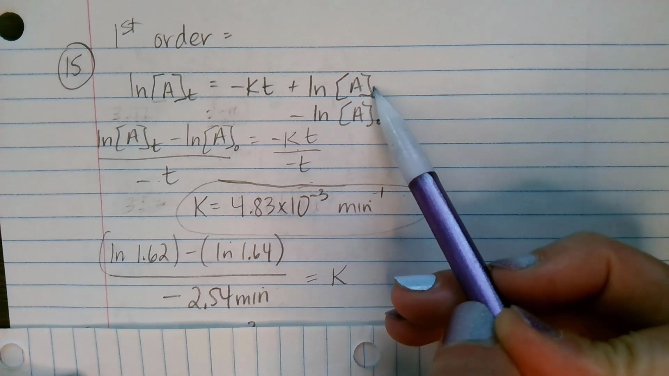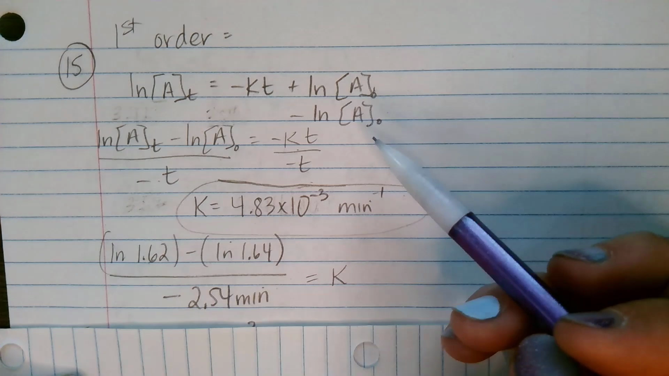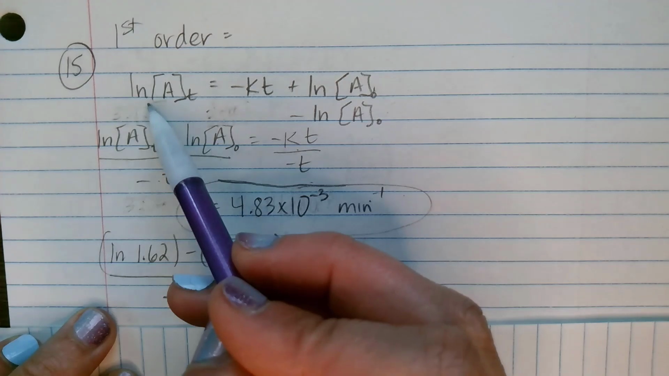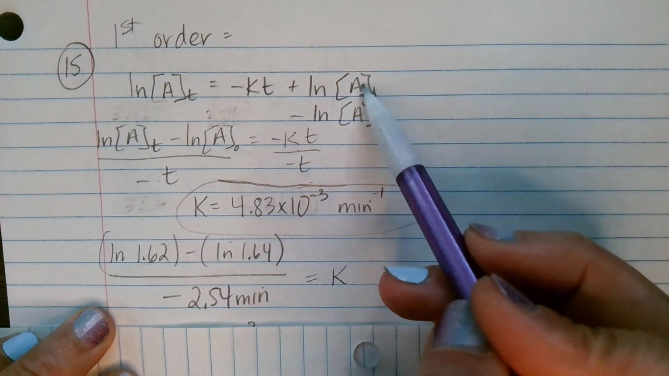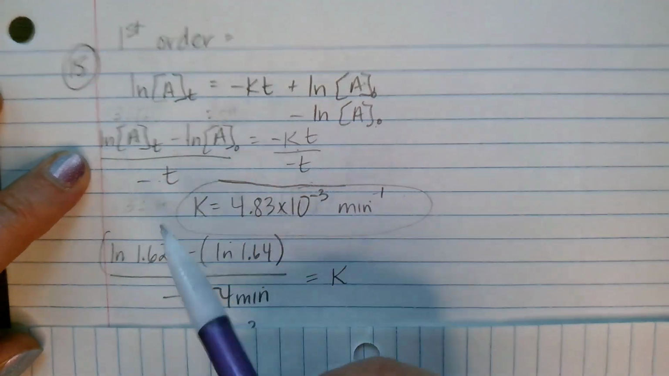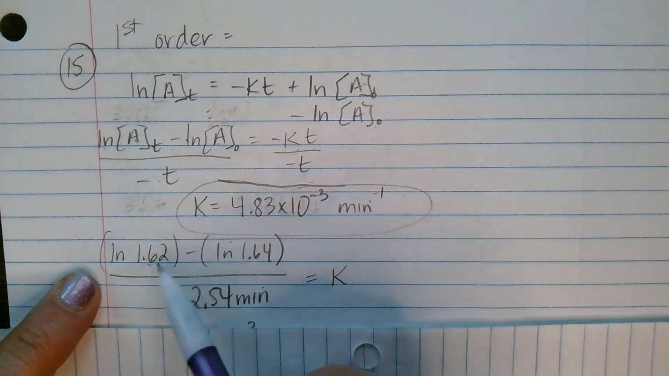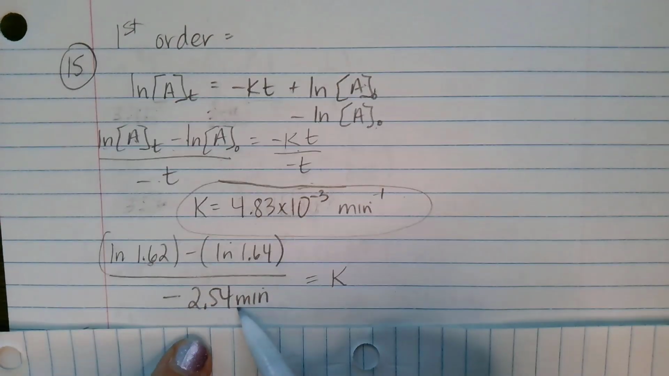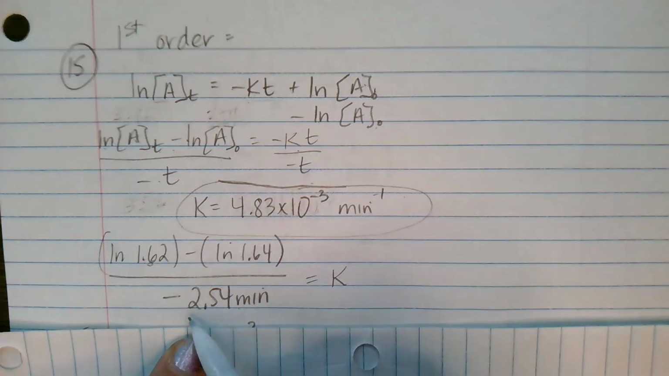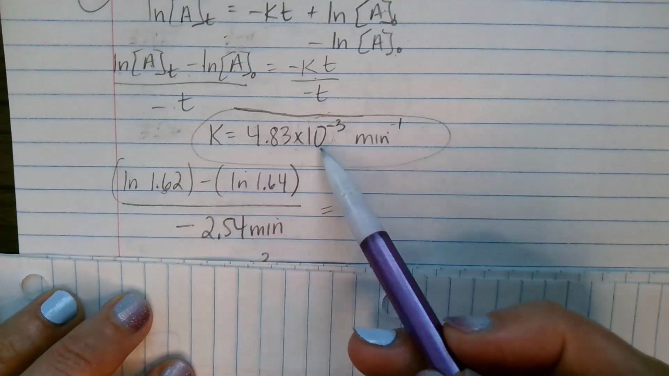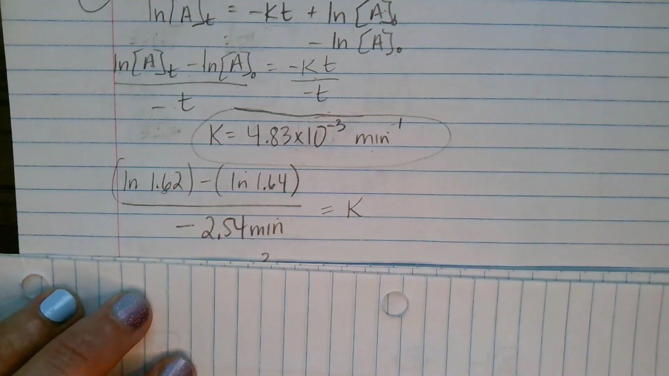And we want to solve for the value of the rate constant, so I'm going to rearrange this to solve for k. I'm going to subtract the natural log of the original A from both sides, so the natural log of A at time t minus the natural log of A original. We were told our original concentration and our concentration after time t. Divide both sides by time, and I'm going to take the negative time just so I have k by itself, 2.54 minutes. And we should get 4.83 times 10 to the negative 3 inverse minutes.